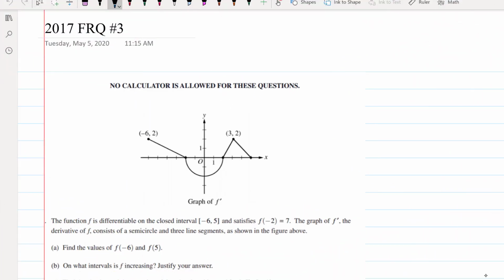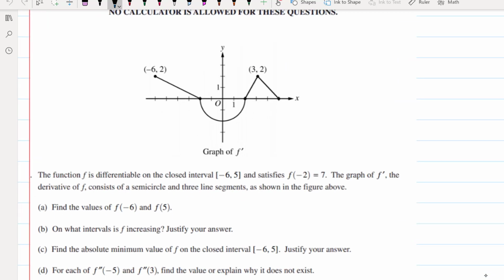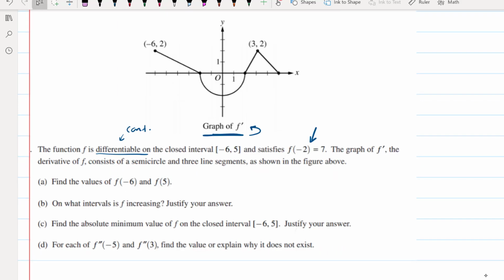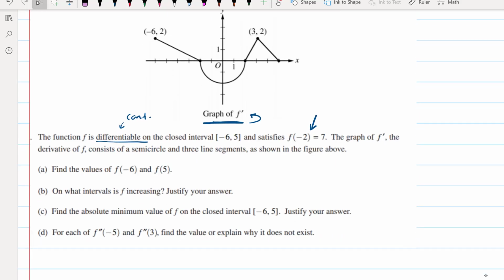Now we're going to look at the 2017 FRQ number 3. And we're given a nice graph. It's the graph of the derivative, so that's going to be important. f is differentiable. Cool. That means it's continuous on the closed interval -6 to 5 and satisfies that f of -2 is equal to 7. The graph of the derivative is a semicircle with 3 line segments. Cool. Find the value of f of -6 and f of 5.